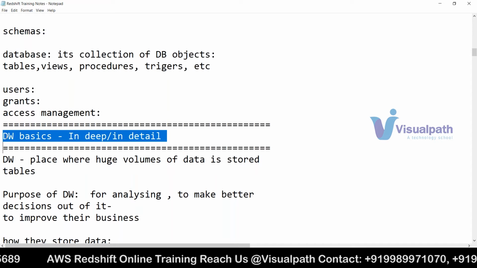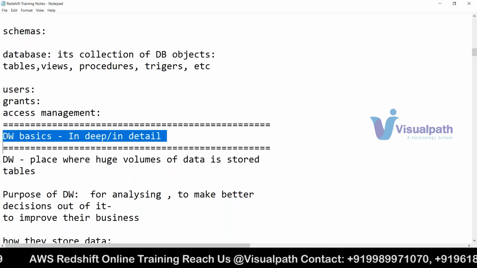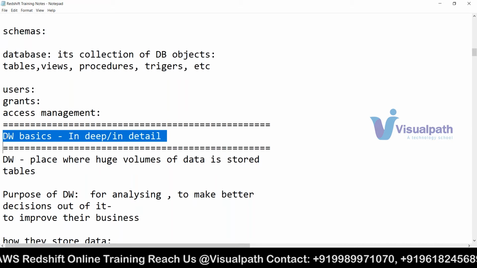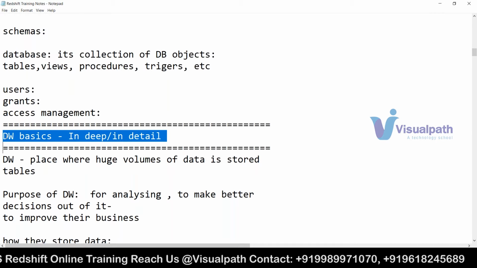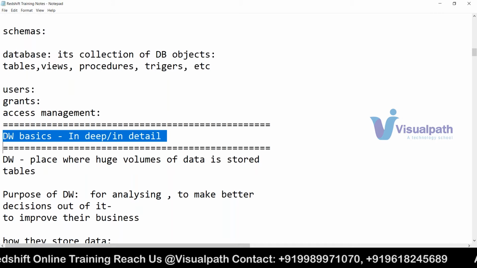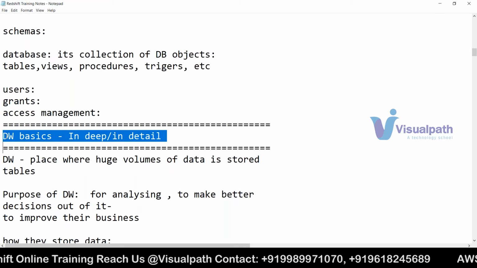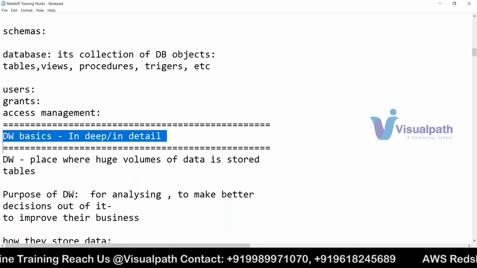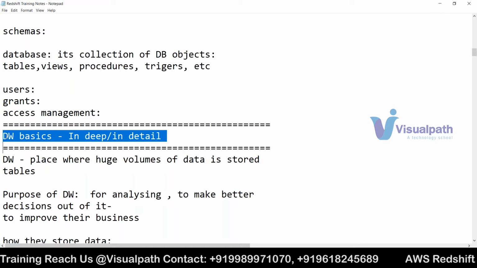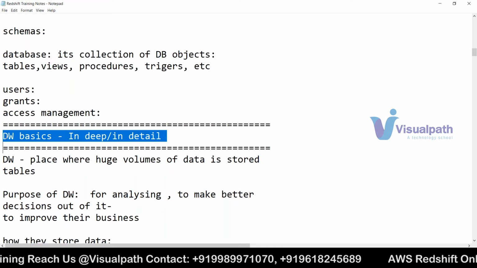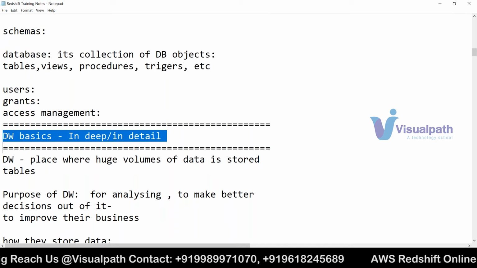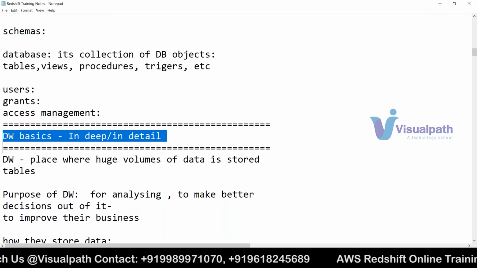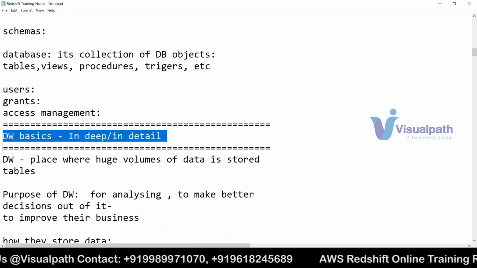Similarly, take a supermarket. They also maintain history, and they see store-wise performance across cities and states, so that they can know which store is performing better. For example, if the total sales of a particular store are not good, then they can identify what is wrong with it.